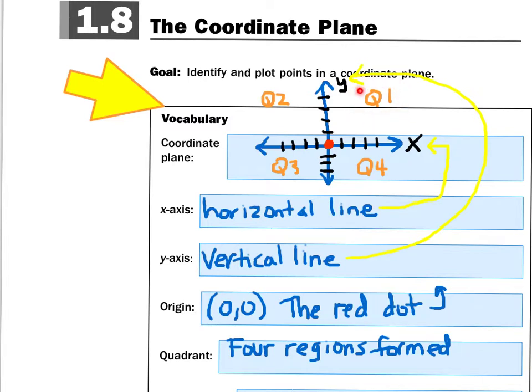Quadrant 1 is always the upper right hand area. Quadrant 2 is the upper left hand area. Quadrant 3 is right below quadrant 2, and quadrant 4 is right below quadrant 1.